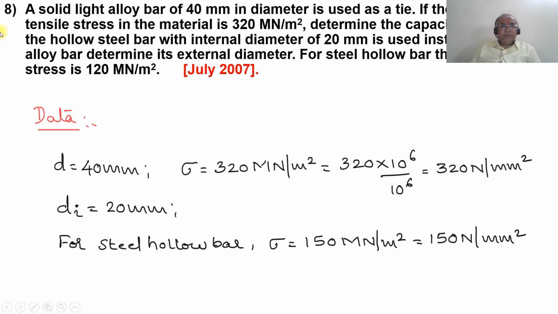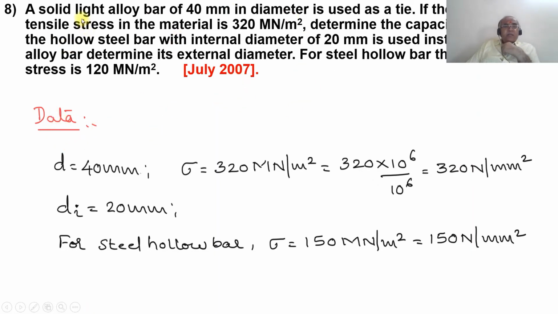So the problem number 8. A solid light alloy bar of 40 mm in diameter is used as a tie. If the permissible tensile stress of the material is 320 meganewton per meter square, determine the capacity of the bar. If a hollow steel bar with internal diameter of 20 mm is used instead of the solid alloy bar, determine its external diameter. For the steel hollow bar or pipe, the permissible stress is given to be 120 meganewton per meter square. Again, this is an examination problem of July 2007.